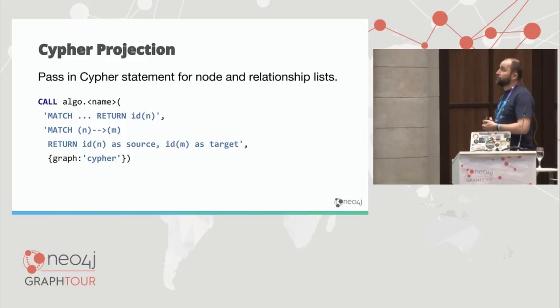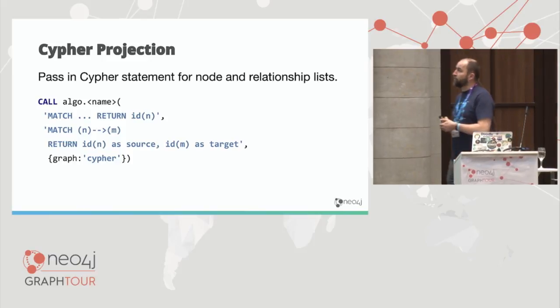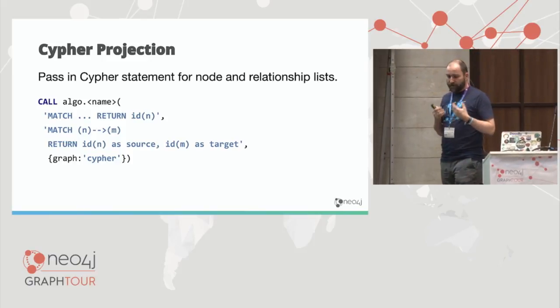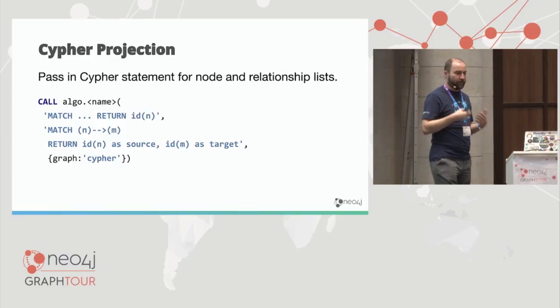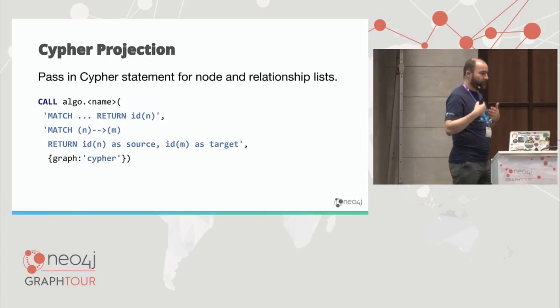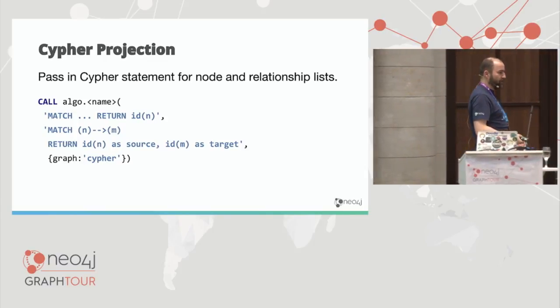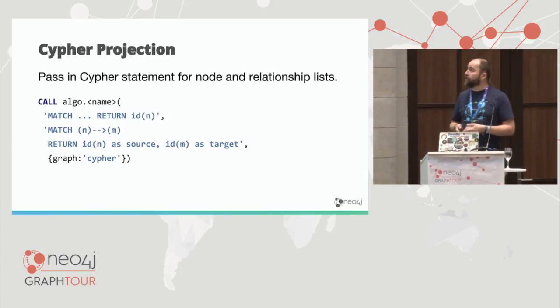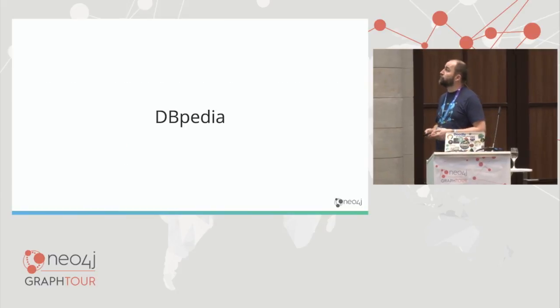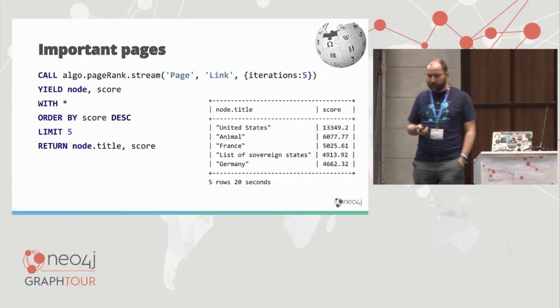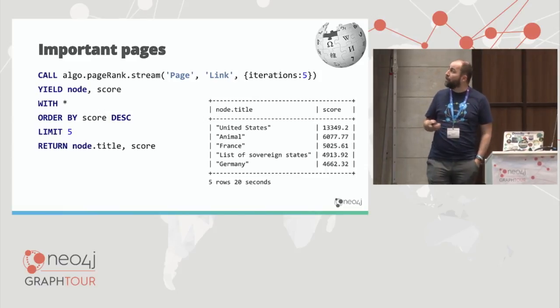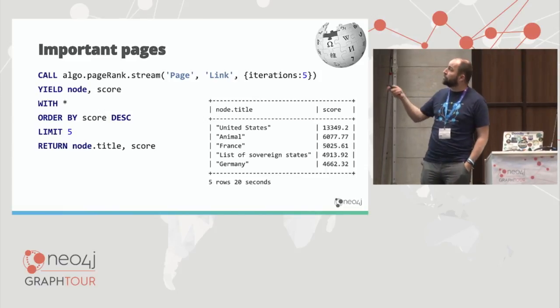And the third version, that was the one that I showed today as well. That's the one that allows us to use two Cypher statements to create a node list and a relationship list and pass that as a virtual graph projection to the algorithm and run that algorithm on top of this virtual graph. If you look at DBpedia, it looks like that. DBpedia has 11 million nodes, 160 million relationships. And in 20 seconds, we can run PageRank on that.